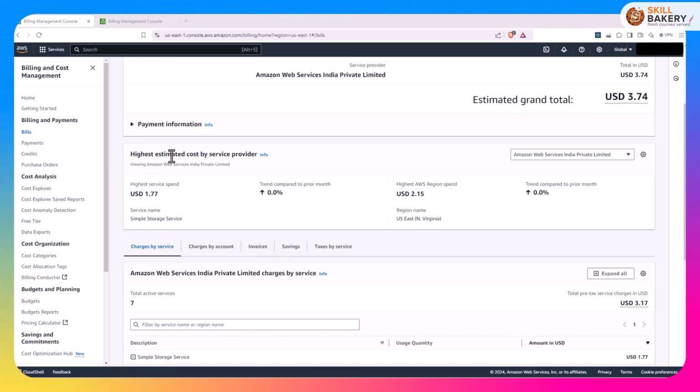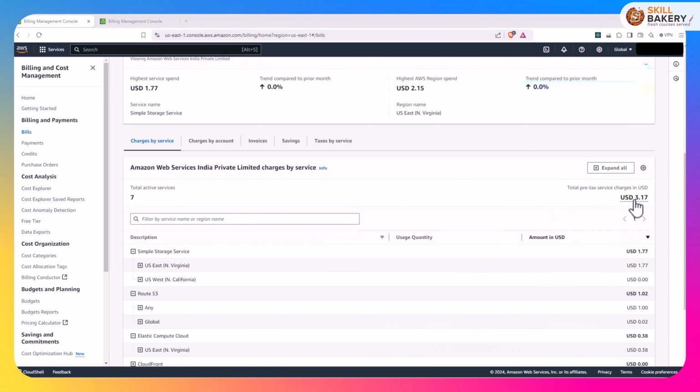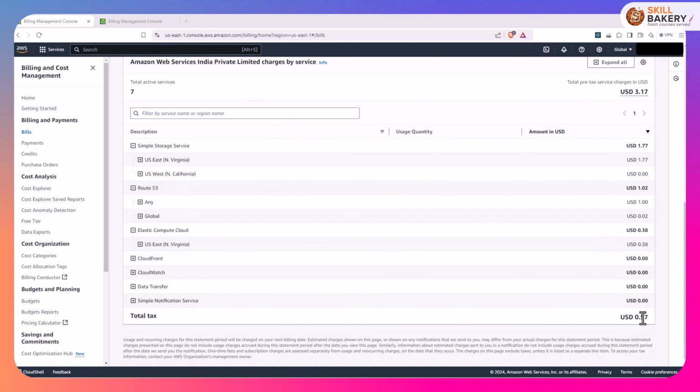And here you have the highest estimated cost by service provider. So this is like USD 1.77 and we are using this service, Simple Storage Service, that's S3, and the highest AWS spend is $2.15 US. That's for US East, North Virginia. If I scroll down, you'll notice that the total amount is US dollars 3.17, and down below you'll also get the total tax that I need to pay on top of this.